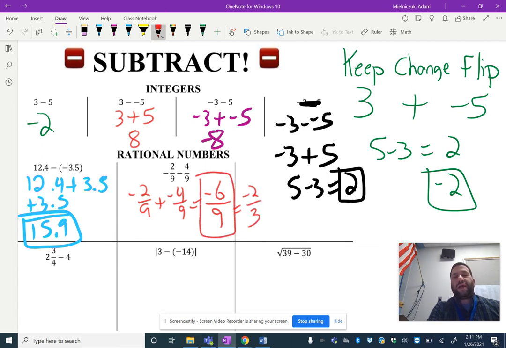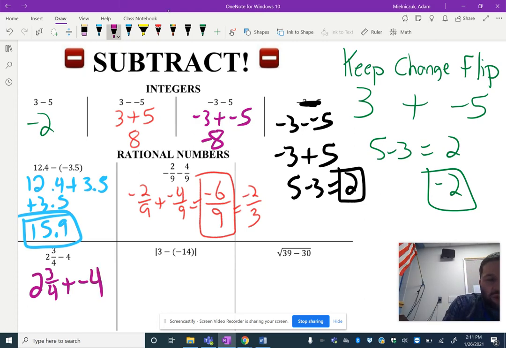This is where you need to be in class. So it's okay if you don't know how to simplify yet. All right, a couple more. 2 3/4 minus 4. Ooh, what do we do for that one? Well, what I would do is keep the first one, change the sign. I don't know if that method works the best for this one. I guess we could change it to 4 minus 2 3/4. I don't know. This is a tough one.